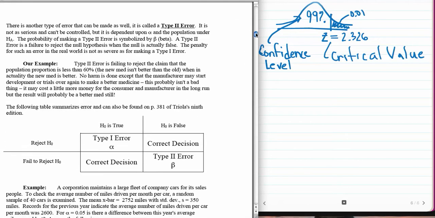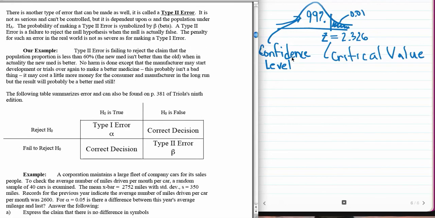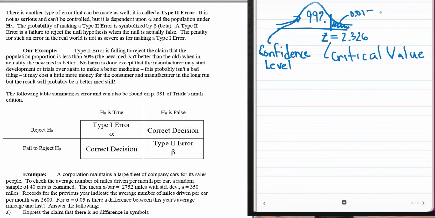All right, the next thing that we want to talk about is type 1 and type 2 error. The type 1 error, that's what alpha is. Alpha is the probability of committing a type 1 error. A type 1 error is the probability that we will reject the null and accept the alternative when the null hypothesis is actually true. So what that means is that we will support our claim when it's actually what was going on before.